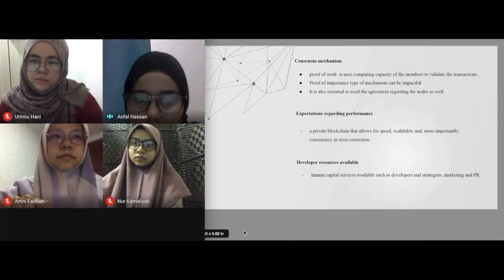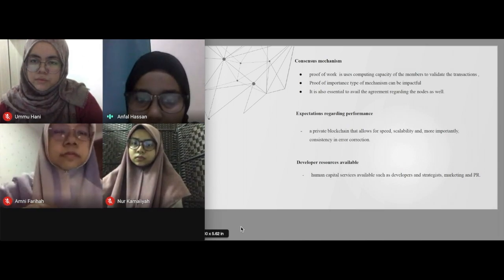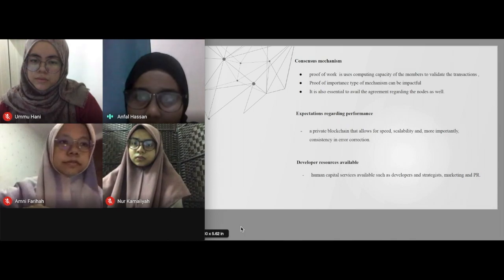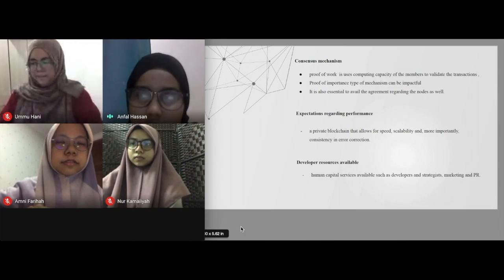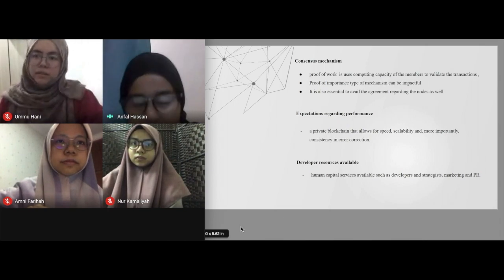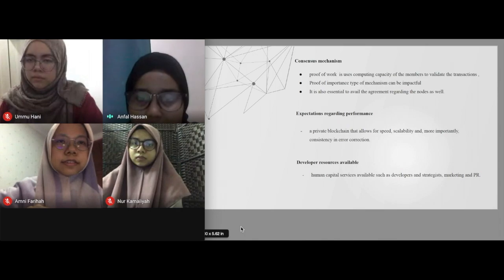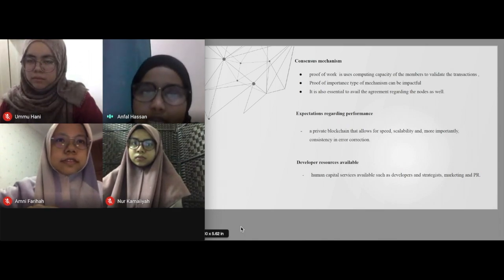Given the advantages and the availability of resources and stakeholders involved, a better approach is a private blockchain that allows for speed, scalability, and, more important, consistency in error transactions and error corrections. I mean. Moving on to the last point, which is the developer resource variable.